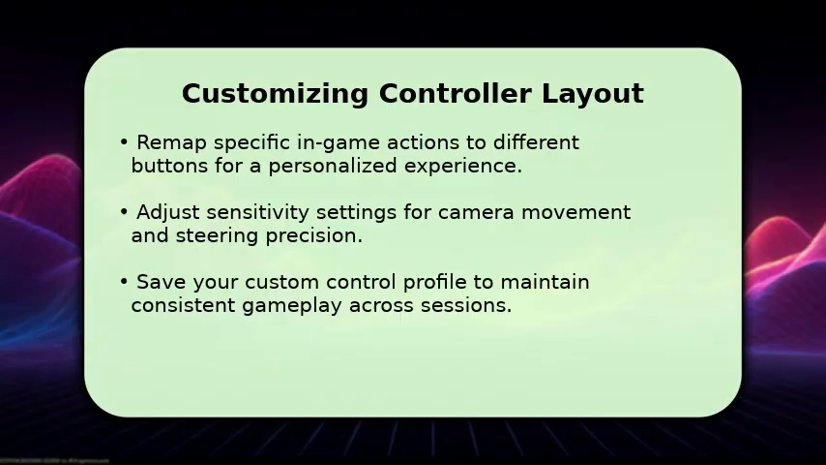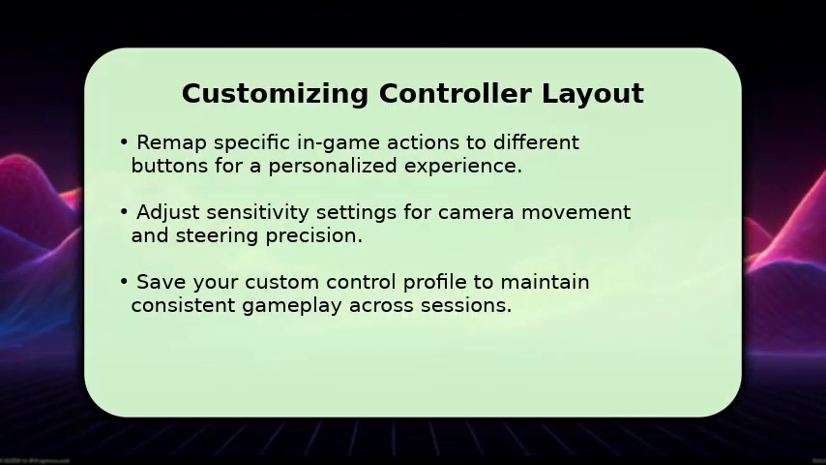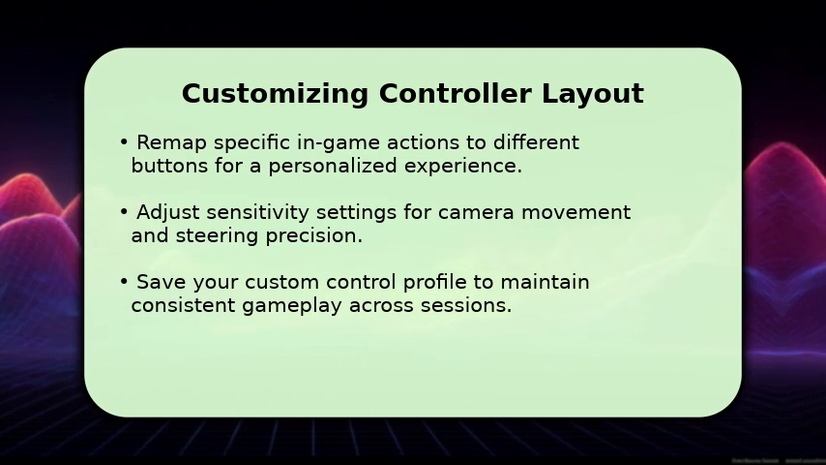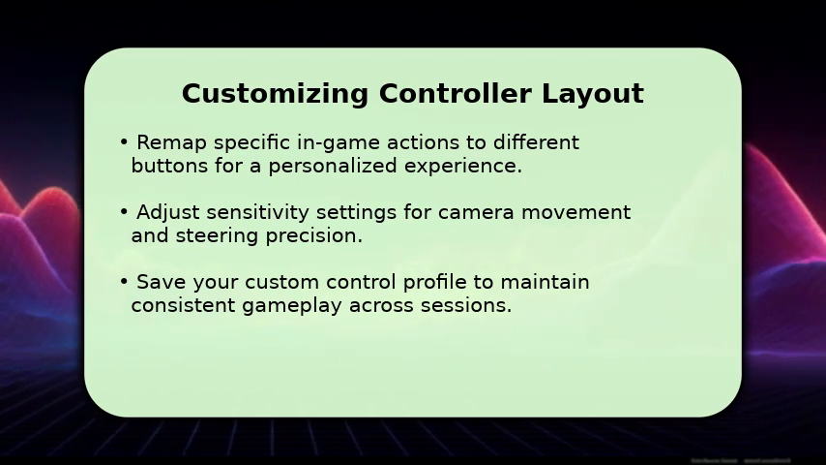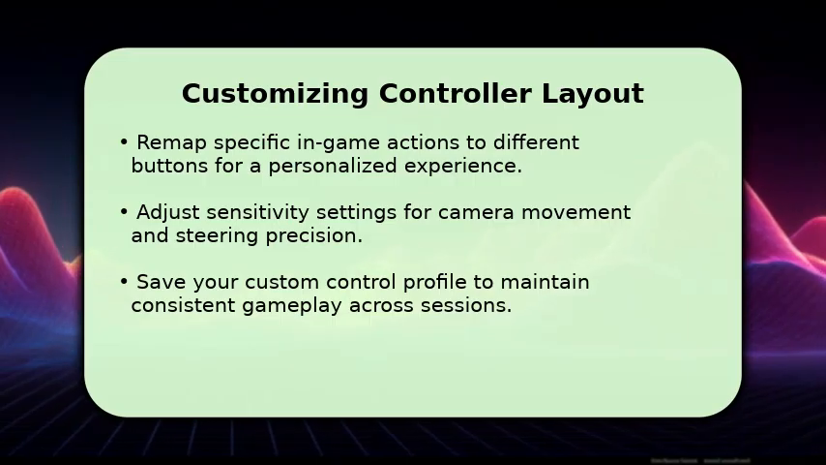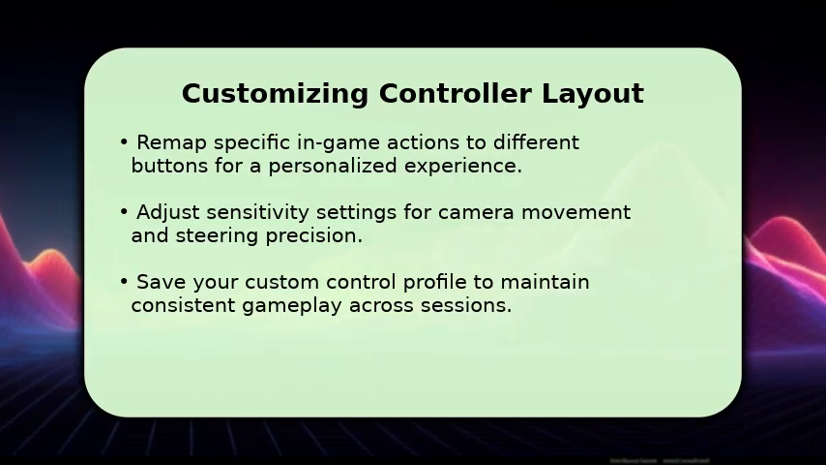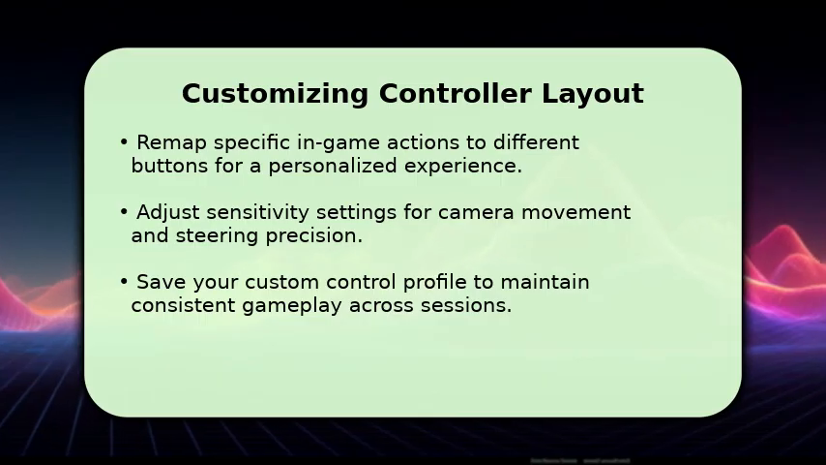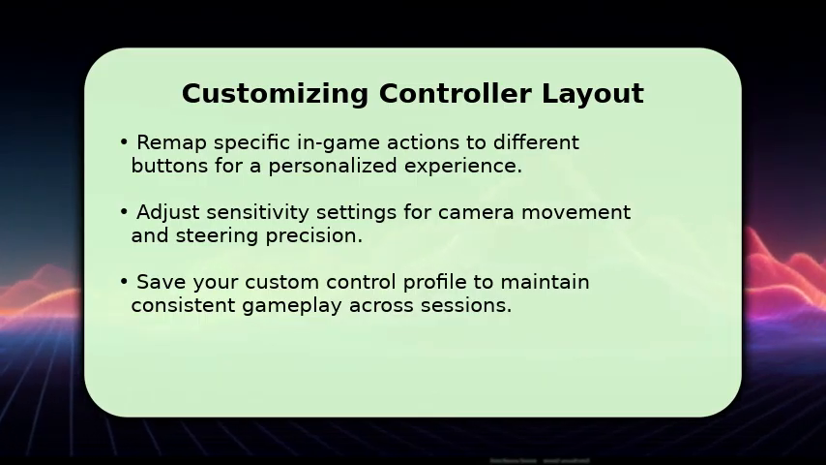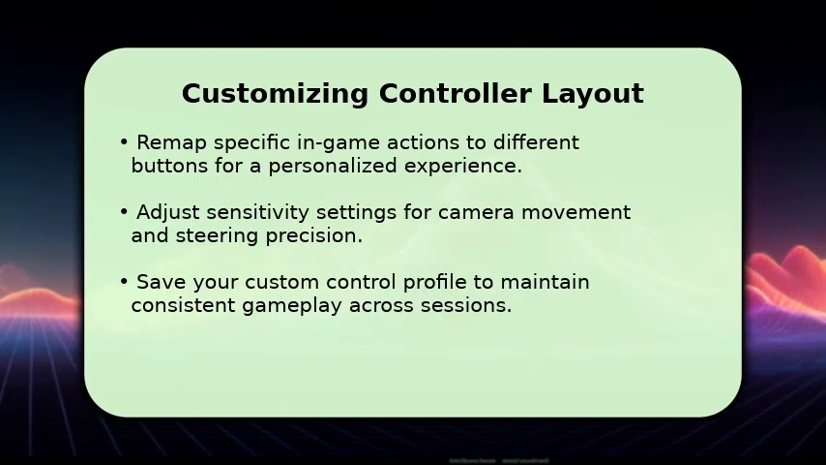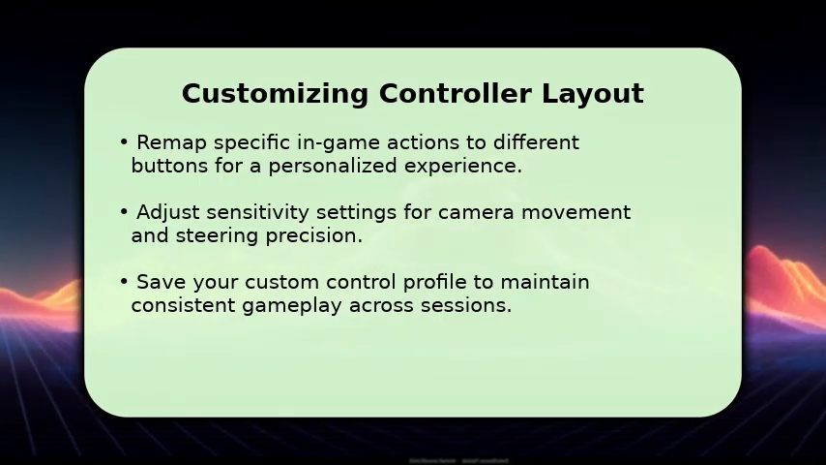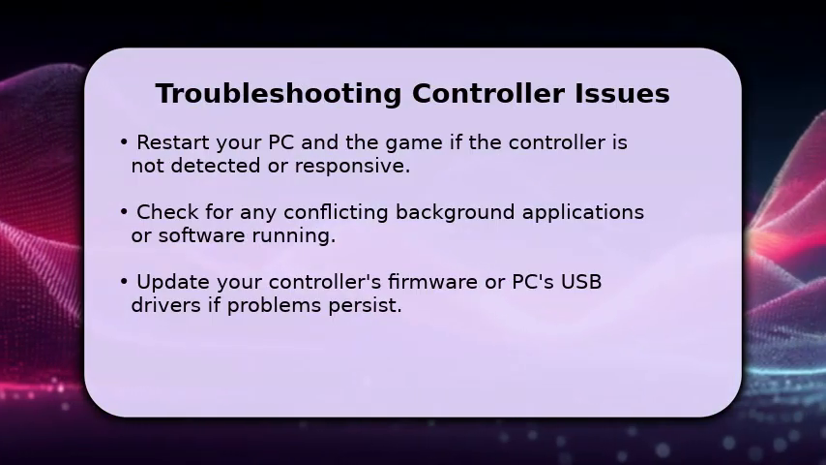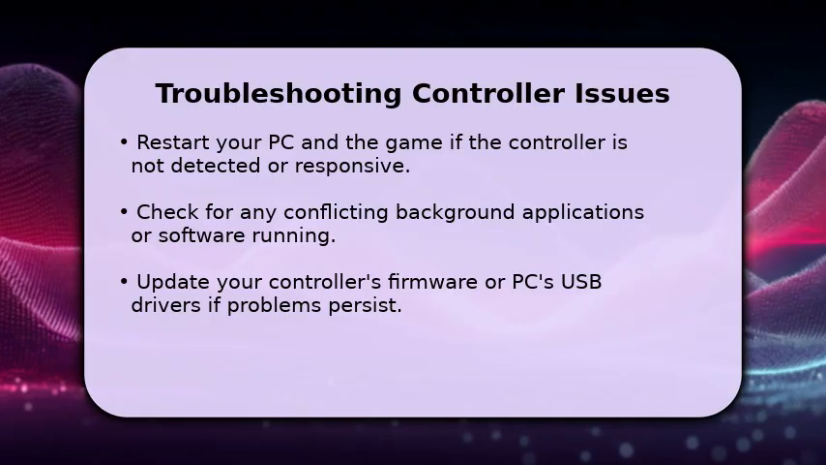After selecting your controller, you can customize its layout to suit your playstyle. Within the Controls menu, you'll often find options to remap actions like jumping, grinding, or grabbing to different buttons. You can also fine-tune sensitivity settings for camera control and steering, which can significantly impact your precision. Remember to save your custom control profile once you are satisfied, so your preferred setup is ready every time you play. If you encounter any issues, don't worry, there are a few simple troubleshooting steps.